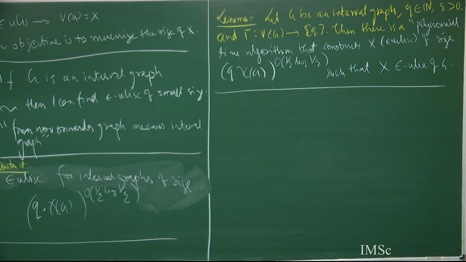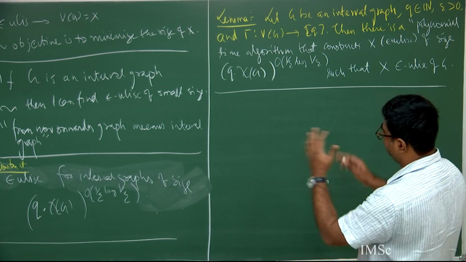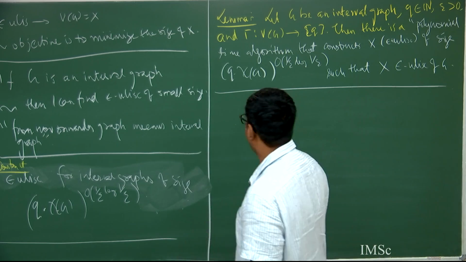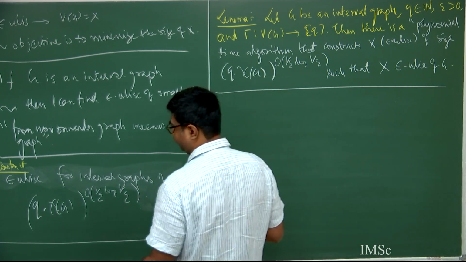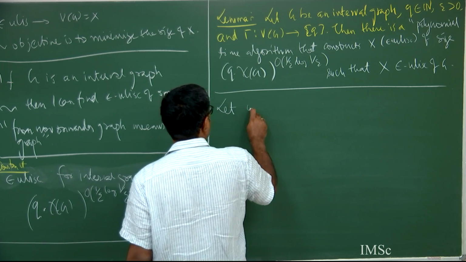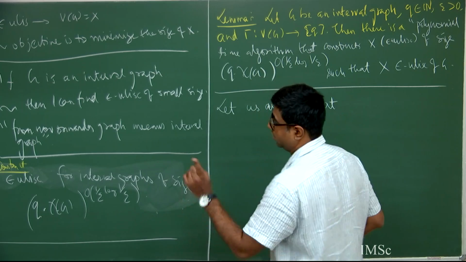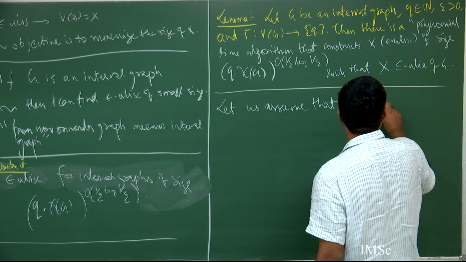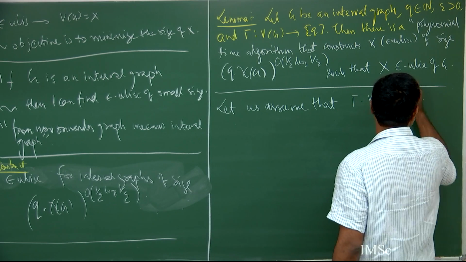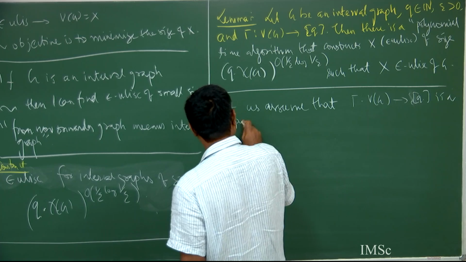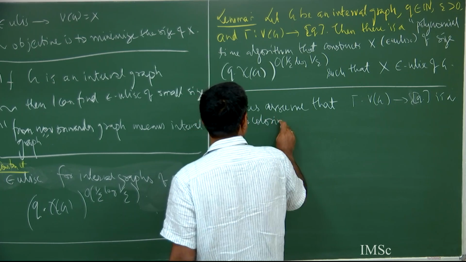Okay. So for now, let's make one assumption, and that wouldn't change much later. To prove this, we'll prove a set of lemmas, but for ease of presentation, let us assume for now that gamma from V(G) to Q is a proper coloring. Okay, is a proper coloring.